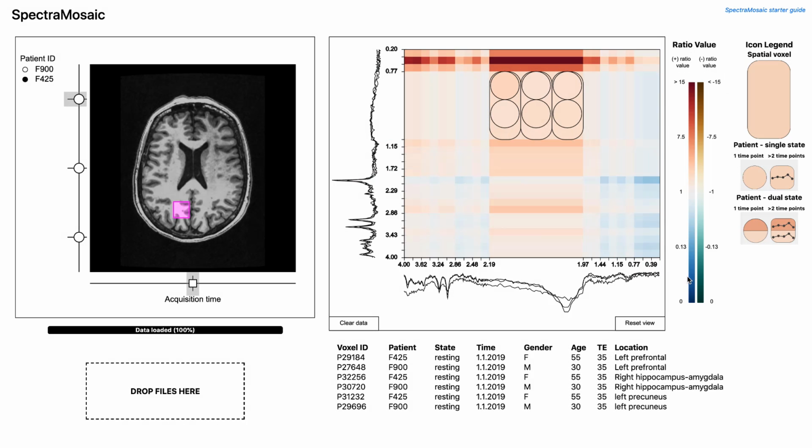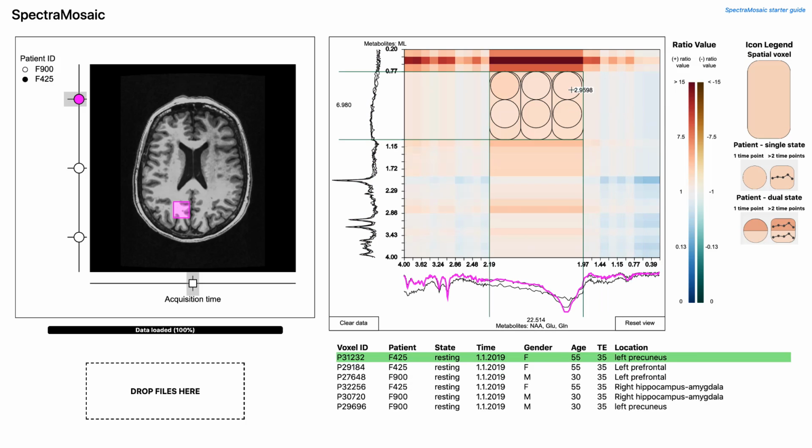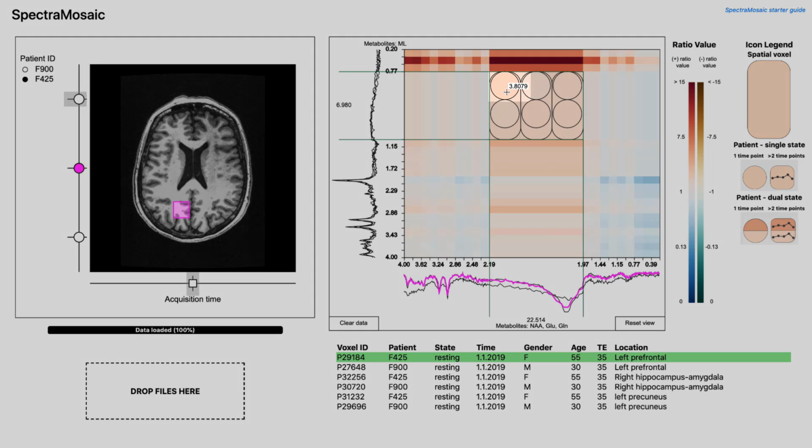We can see through similar hues of the color map that both patients in this example are quite similar across all three voxels, although tooltips show slight variations. We can see the greatest difference in the prefrontal voxel sample, resulting from a higher ratio for patient F425. Such subtle changes are difficult to understand through visualization of the spectral graph or through statistical measures alone.